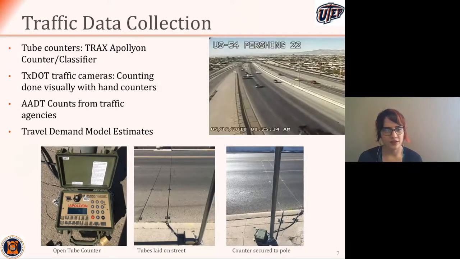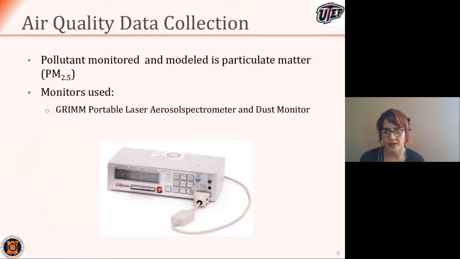And these are the monitors we used to count traffic data in these arterials. We put 2 tube counters at each of the 3 sites in the road, and we also used traffic cameras, and that counting was done visually with hand counters by 3 operators. We also have travel demand model estimates provided by the El Paso MPO. And the air quality monitoring data was collected at the 3 sites using the GRIMM portable laser monitor to collect PM2.5 data.